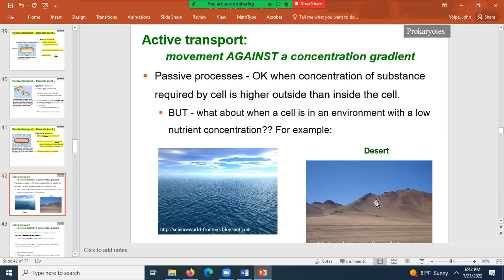The molecules that the cell is going to want are generally going to be at very low concentration in the open ocean or in the desert. In this case, the cell cannot use a passive process for getting the molecules that it needs. And the cell will use an active process, such as active transport, to move the molecule that it wants against its concentration gradient, meaning move it from outside the cell at low concentration to inside the cell where the molecule has a higher concentration.